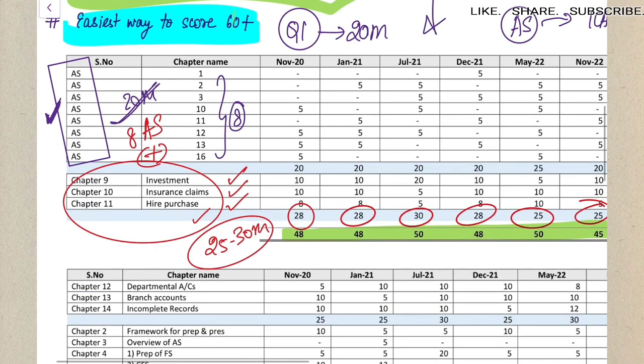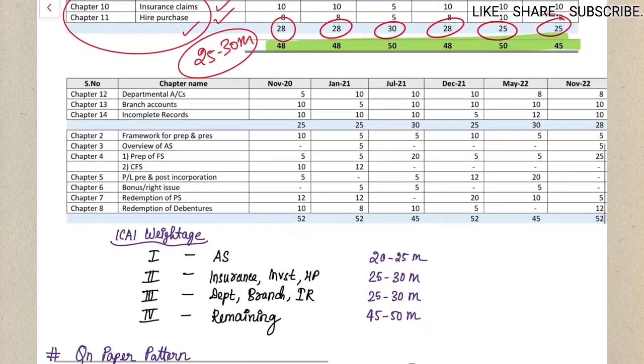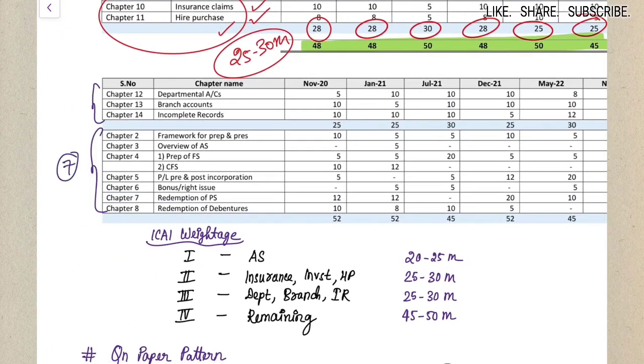now our aim is to score how much? 60 plus in your examination, the golden exemption. So how do you get that? Here you have 2 options to select from. Yes, so here you have 7 chapters and here you have 3 chapters. Either you can do these 3 chapters or you can do these 7 chapters.